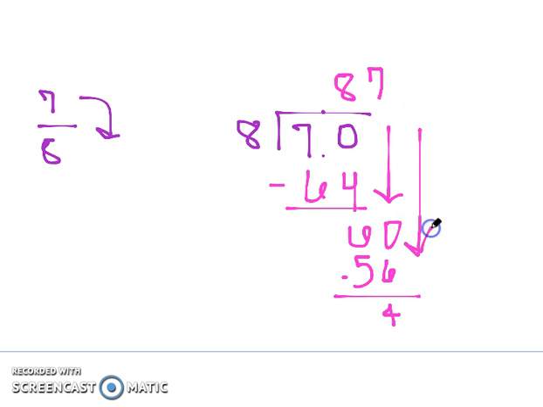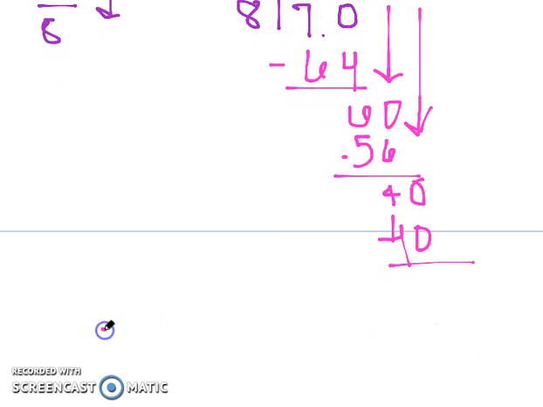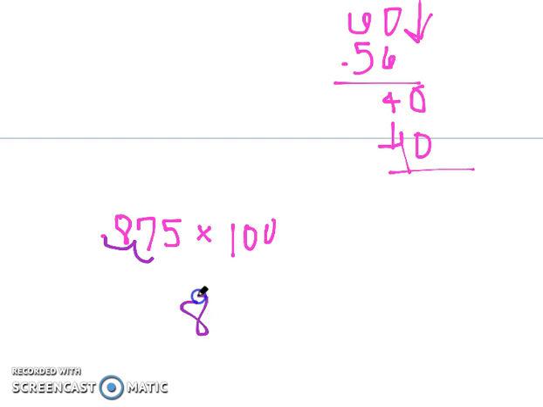Bring down another 0. 8 goes into 40 evenly 5 times. 5 times 8 is 40. The difference is 0. Our decimal is 0.875. And we want to write that as a percent. We multiply by 100. Move the decimal place over twice. 1, 2. And we get 87.5%.